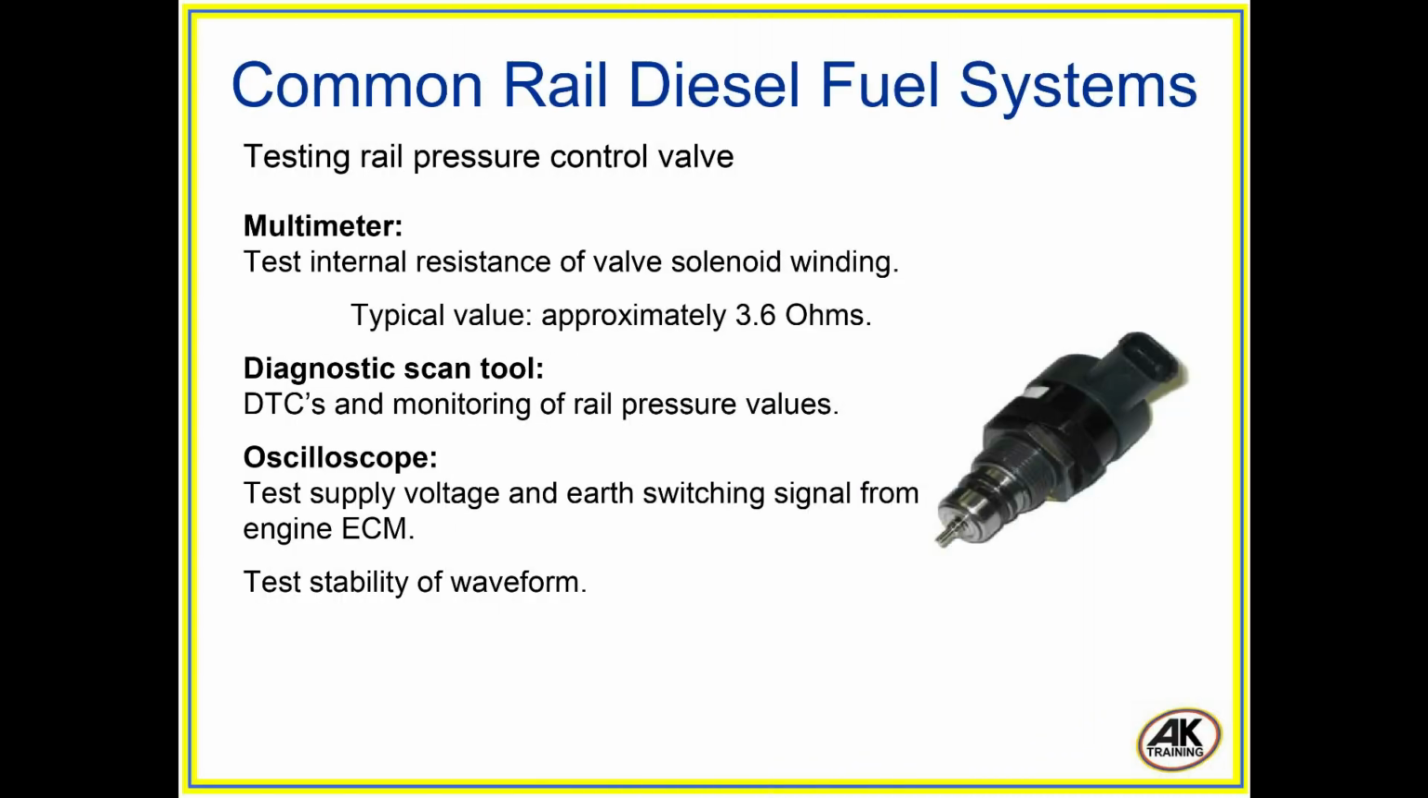Testing the rail pressure control valve. Multimeter: test the internal resistance of the valve solenoid winding. Typical value is approximately 3.6 ohms. Diagnostic scan tool: read DDCs and monitor rail pressure values. Oscilloscope: test supply voltage and the earth switching signal from the engine ECM. Test stability of the waveform.